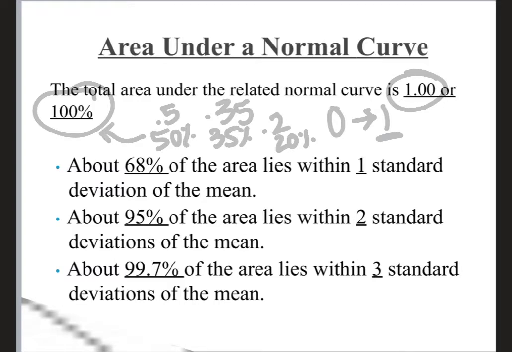So these three bullet points are like what I talked about before. 68% of the data lies within 1 standard deviation. 95% of the data lies within 2 standard deviations. And 99.7 lies within 3.